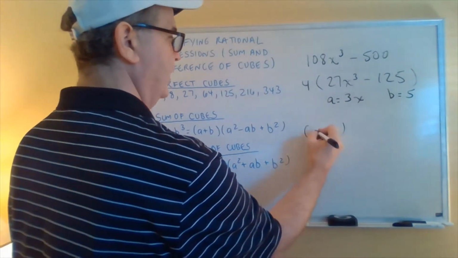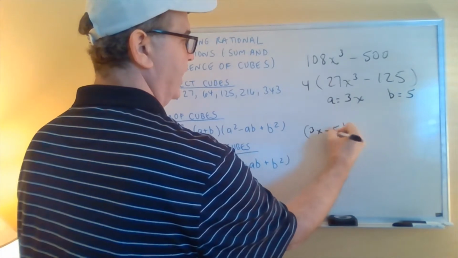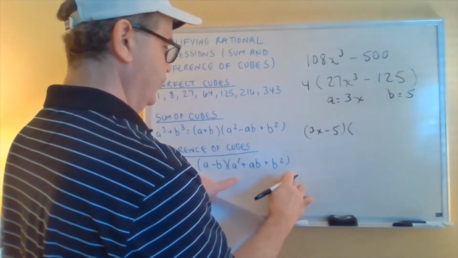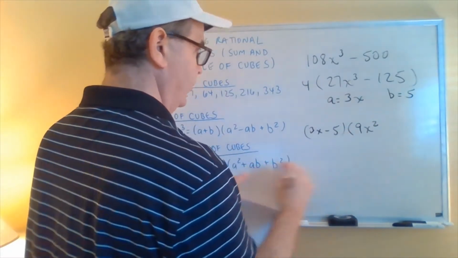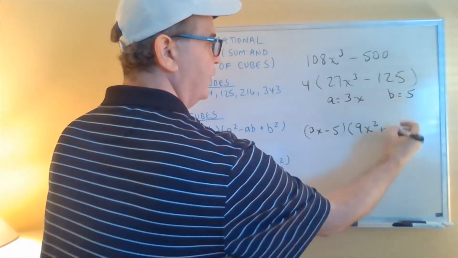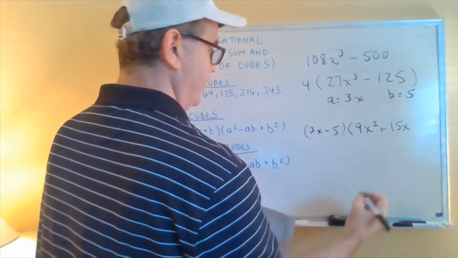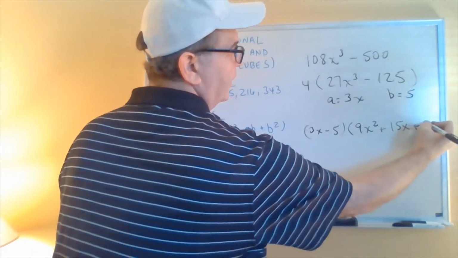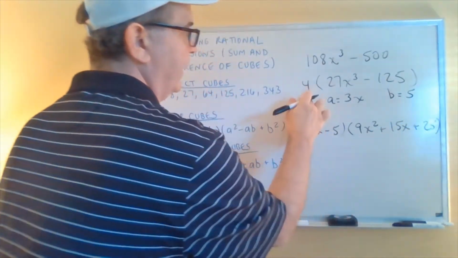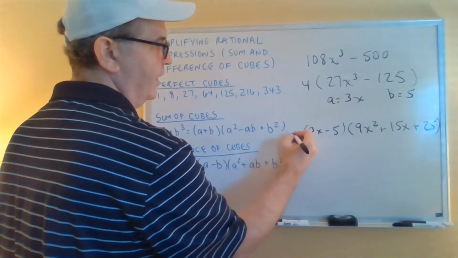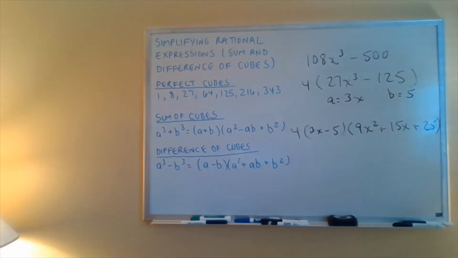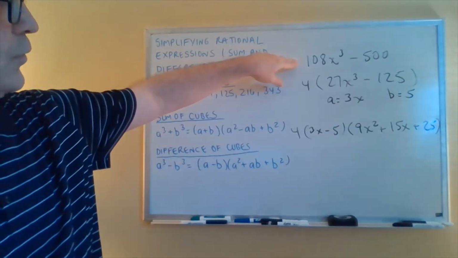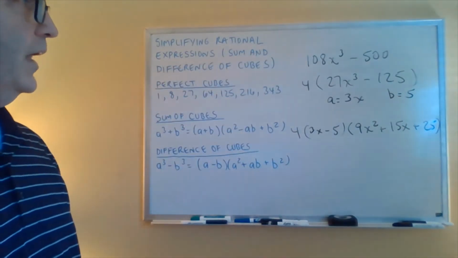So a minus b would be 3x minus 5. Our larger set of parentheses here, we're going to start off with a squared. That's 9x squared, plus ab, which would be plus 15x, and plus b squared. Well, 5 squared is 25. We can't forget to carry down that common factor we factored out first. So there is our factored version of our original expression up top here.